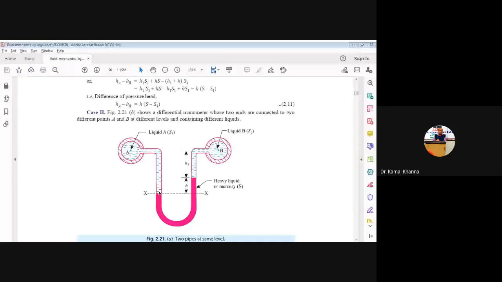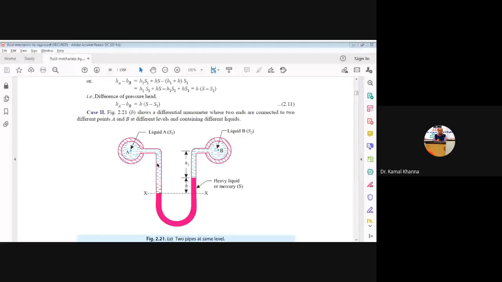So the pressure head from this XX to the B point, the pressure head of the heavy liquid is taken as small h, and the pressure head of the second liquid is taken as h1 from that point. Because the pressure head of the second liquid is h1, this is oil. Let us say this is oil, this is water, and this is mercury. So the pressure head of liquid A will be h1 plus h.